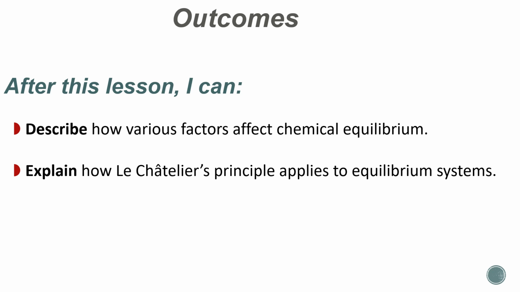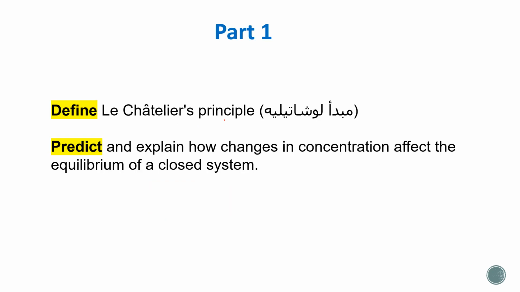So after this lesson, what should you be able to do? You should be able to describe how various factors affect chemical equilibrium. كيف عدة عوامل تؤثر على الاتزان الكيميائي. Explain how Le Chatelier's principle applies to equilibrium systems. So we will learn something called مبدأ Le Chatelier, that tells you what will happen to the equilibrium system if we disturb it using some factors. In part 1 we will explain what we mean by Le Chatelier's principle, and we will predict and explain how changes in concentration affect the equilibrium of a closed system.